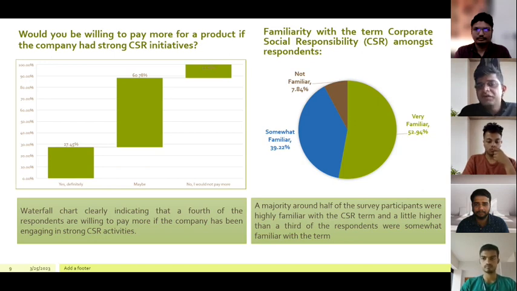And we also tested if the respondents had a familiarity with the term corporate social responsibility. Around more than half of our population sample stated that they are familiar with the term, whereas 40% stated that they are somewhat familiar with the term, whereas a very small population did not have any familiarity with the term corporate social responsibility. Over to you, Prajot.